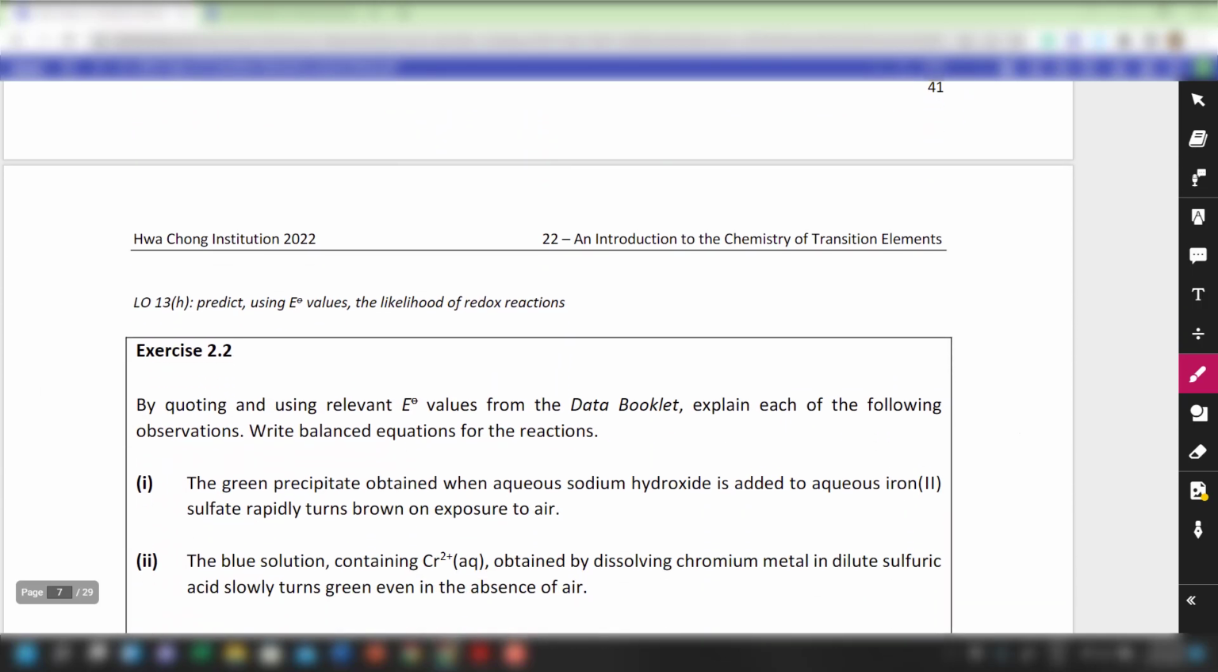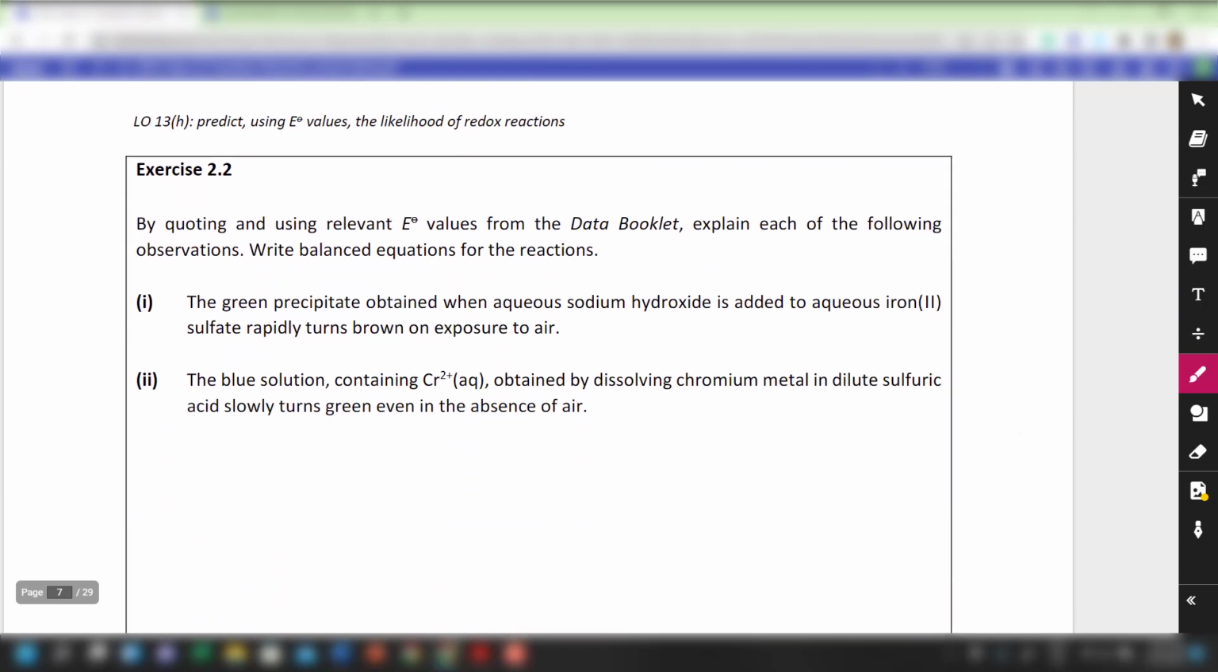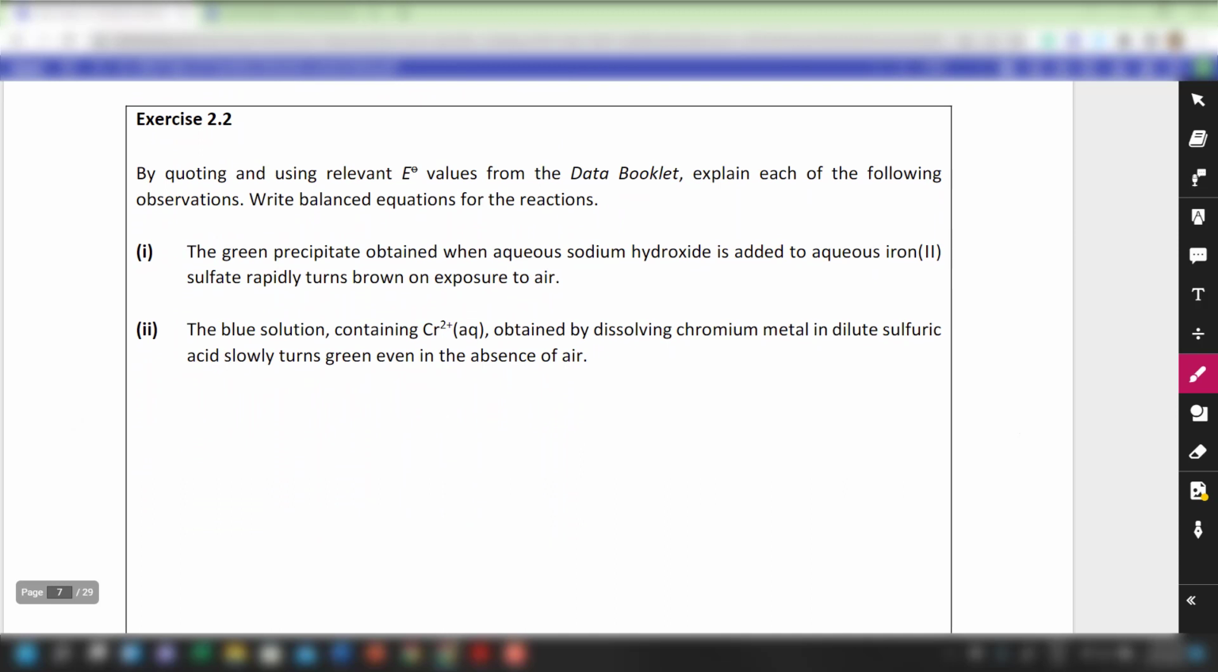Okay, then the best way to learn this is to use an example, which is exemplified by exercise 2.2. You are supposed to quote relevant E0 values from data booklets, explain each of the following observations, and write balanced equations. The green precipitate obtained when aqueous sodium hydroxide is added to iron(III) sulfate rapidly turns brown on exposure to air.